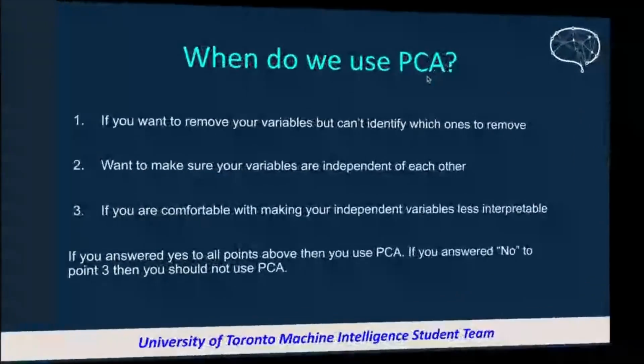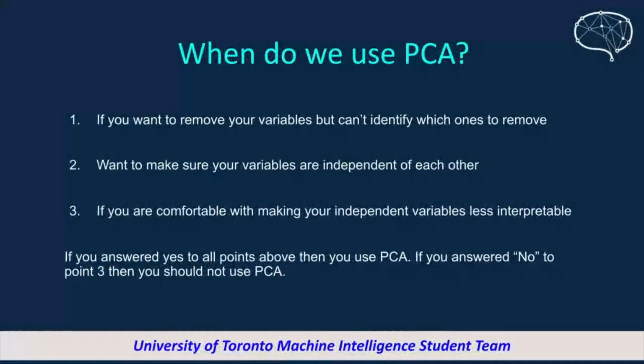But here the question arises, where do I use PCA? If you want to remove variables but you can't identify which ones to remove, if you want to make sure your variables are independent of each other, and if you're comfortable with making your independent variables less interpretable, that's when you use PCA. If you answered no to point 3, then you should not use PCA.